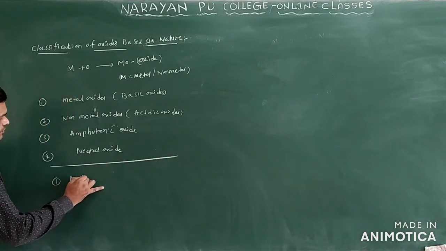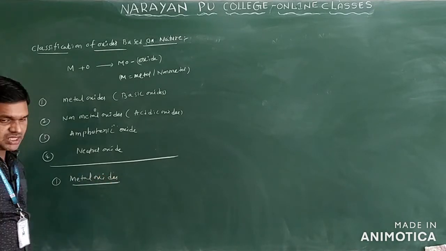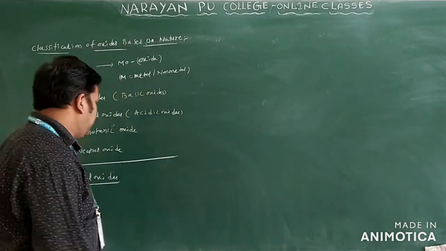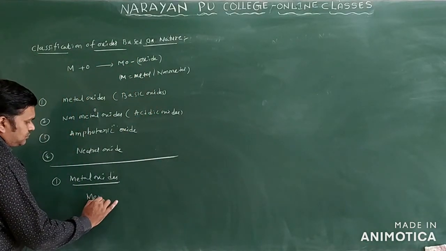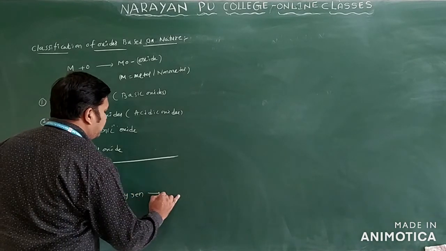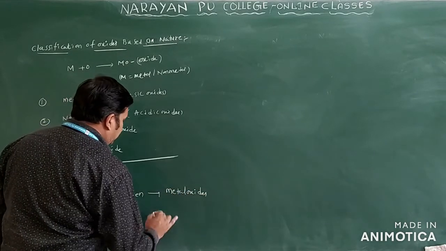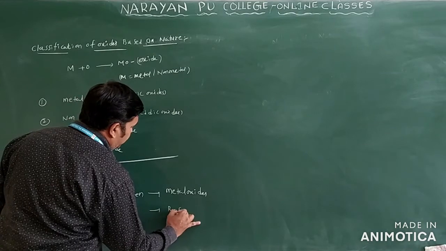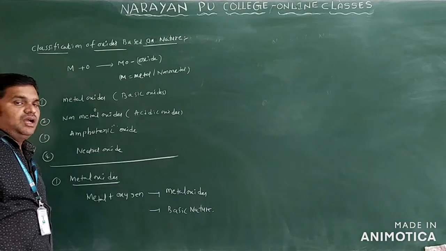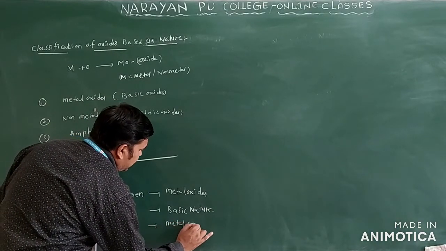The first I am taking here is metal oxides. How are metal oxides formed? When a metal combines with oxygen, they form metal oxides only. So metal plus oxygen forms metal oxide. Generally, metal oxides are of basic nature only.